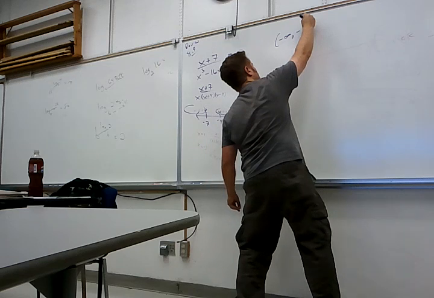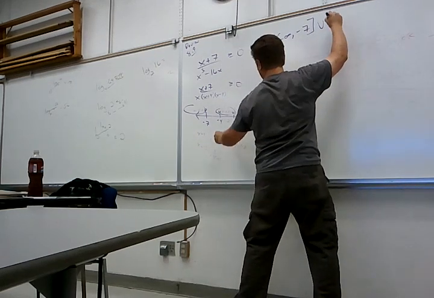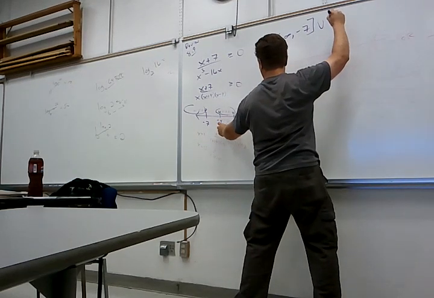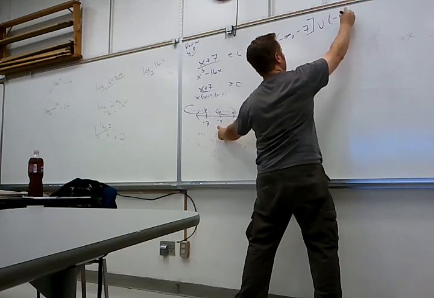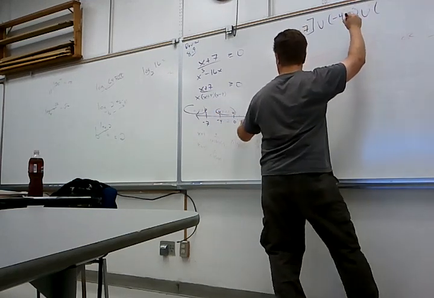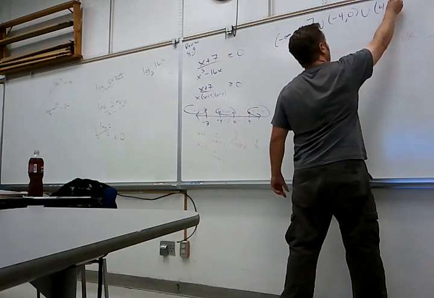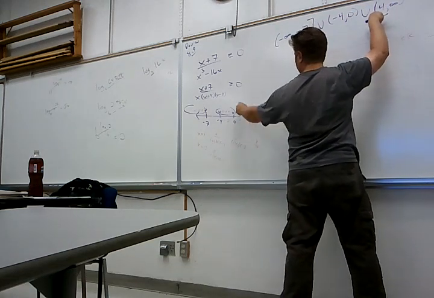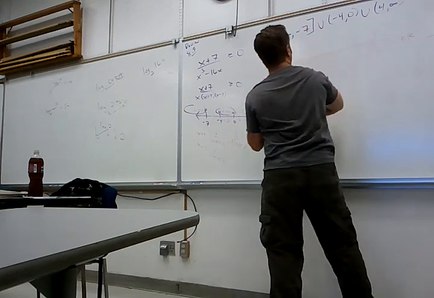Do I include it? Yes. Negative 4 to 0. Not including either one because it makes it freak out. 4 included? Not including 4 because it makes it freak out. Oh, it's undefined. Okay. Yeah. Cool.